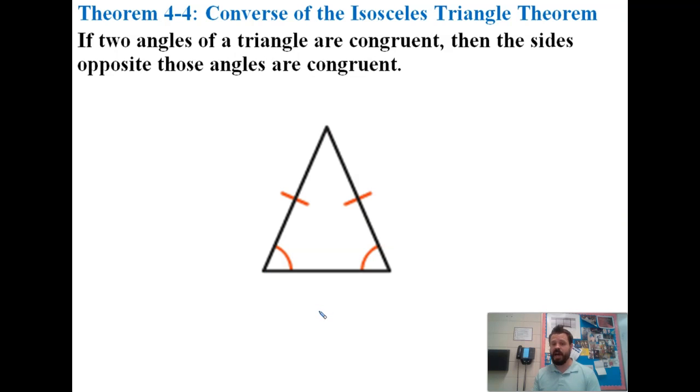Now, we can also give you the converse of this theorem, which comes along with the exact same picture. If two angles of a triangle are congruent, then the sides opposite those angles are congruent. So in other words, if we have two congruent angles in a triangle, then we do have an isosceles triangle. We will have those congruent legs.